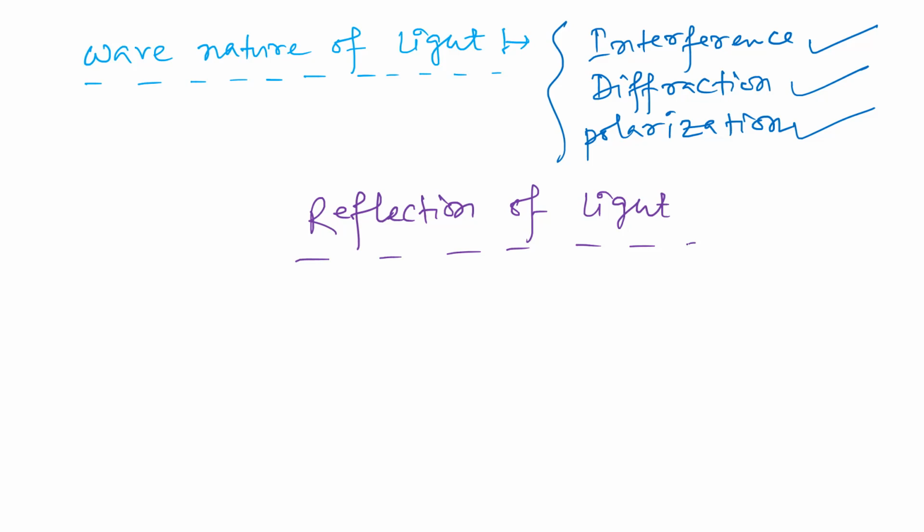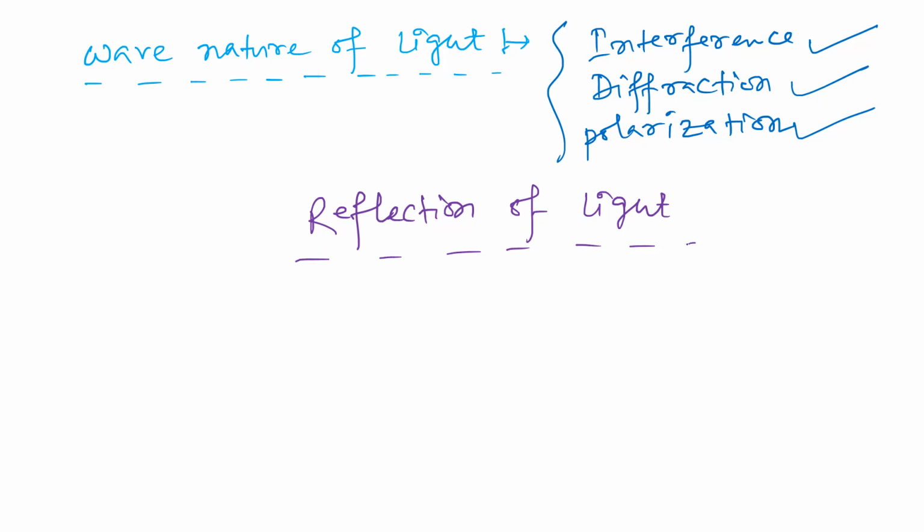Now, what is actually the reflection of light? Reflection of light means the bouncing of the light after falling on a reflecting surface. Actually, we consider the mirror as a reflecting surface.